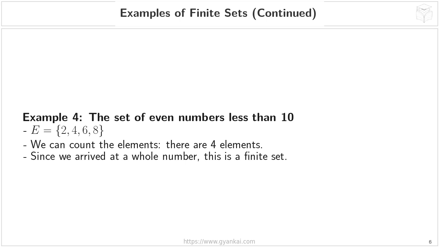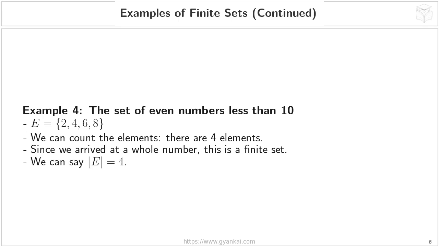As we've established in the previous slides, if we can count the elements and arrive at a whole number, the set is finite. And we did arrive at a whole number, 4. Therefore, this is indeed a finite set. Finally, we use the notation, the number of elements in E, which is written as absolute value of E and is equal to 4. This simply means the set E contains 4 elements.